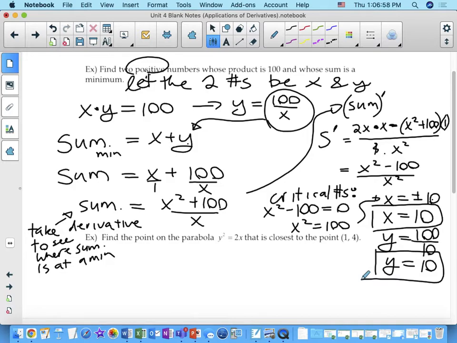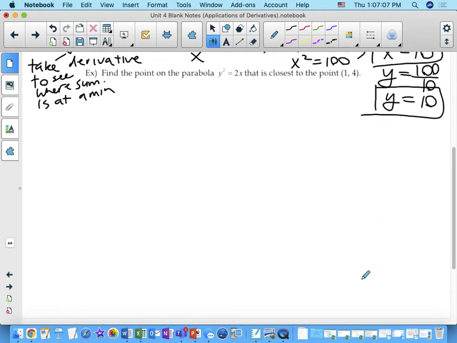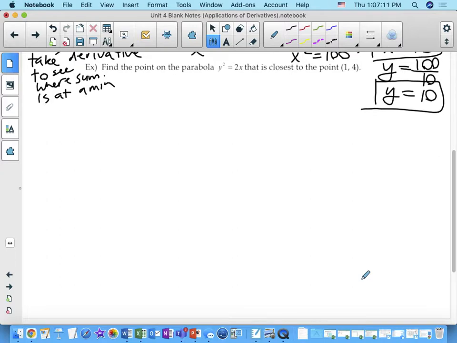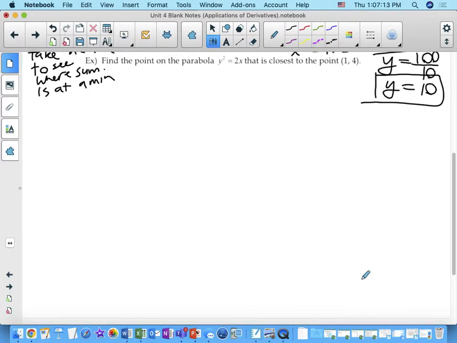Okay. Questions with that one? All right, you ready for the next one? Okay, the next few, they're a bit of a doozy. But again, this is all about exposure. Okay, so find the point on the parabola y squared equals 2x that is closest to the point (1, 4).